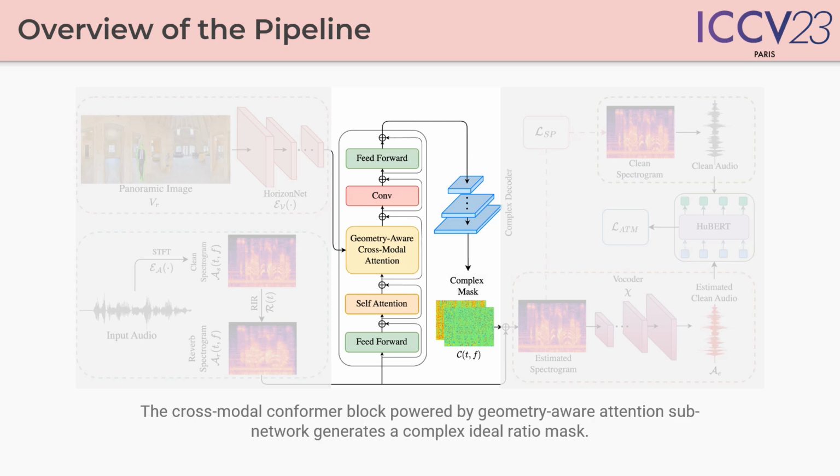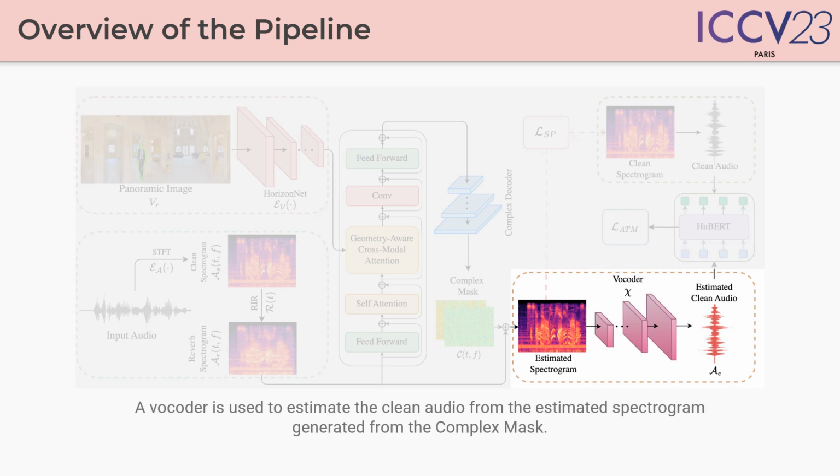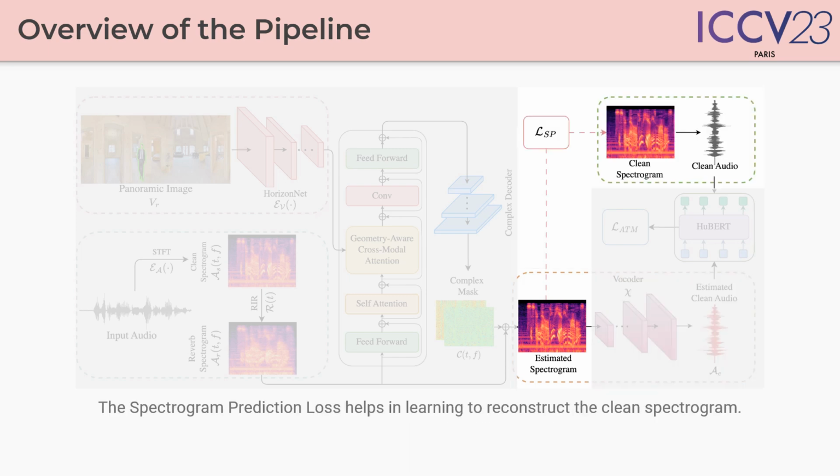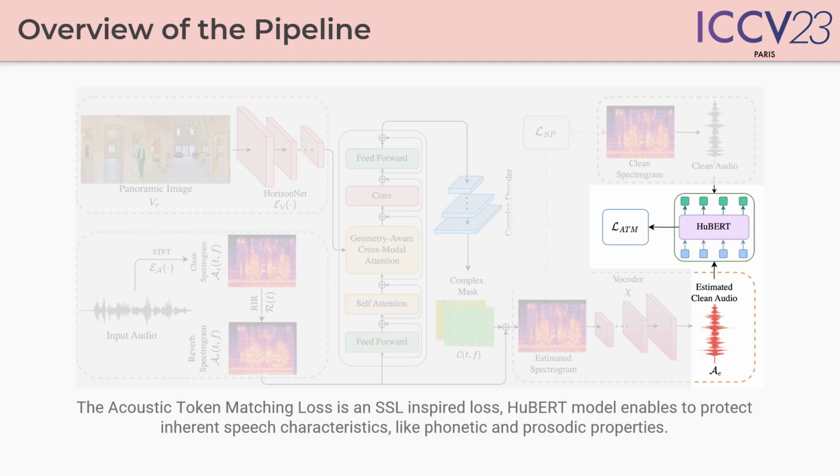This comprises a bunch of feed-forward, self-attention, conv, and our proposed geometry-aware cross-modal attention subnetwork. After passing the output of the conformer block through a complex mask decoder, we obtain the estimated spectrogram, which is then passed through a vocoder to obtain the estimated clean audio. The first of the two objective functions used is the spectrogram prediction loss, which is calculated between the ground truth and the estimated spectrograms. The acoustic token matching loss is calculated between the latent representation of the clean speech, which is obtained through a pre-trained HuBERT model, and the predicted pseudo-labels of the estimated audio.